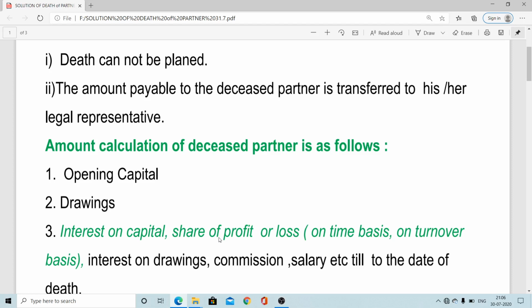Regarding the calculation of share of profit, there are two alternative methods. One is on a time basis, another is on a turnover or sales basis. Besides that, you also have to consider interest on drawings, commission, and partner's salary. We know how to calculate interest on drawings, commission, and salary from the previous chapter. This is nothing new; only the calculation of share of profit is mainly new. Interest on capital you also know, but this part is new in this chapter.